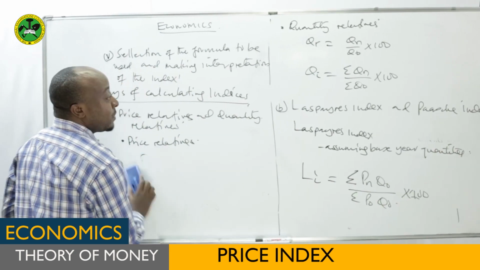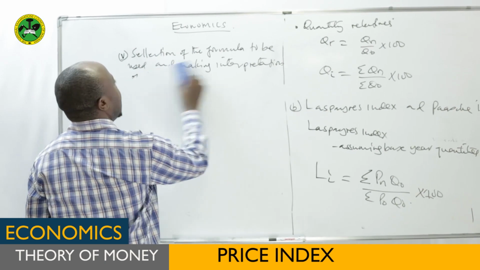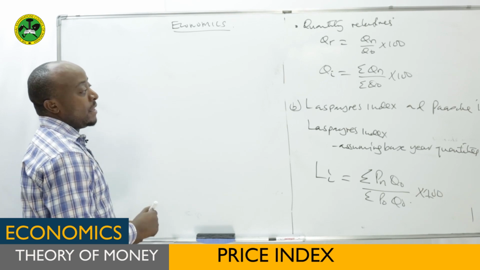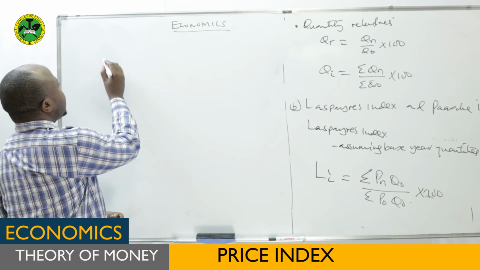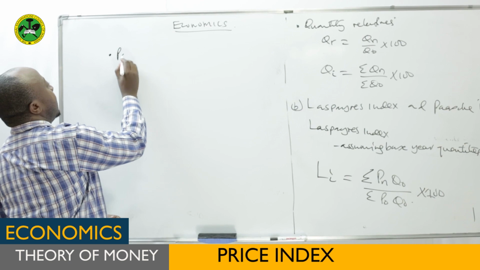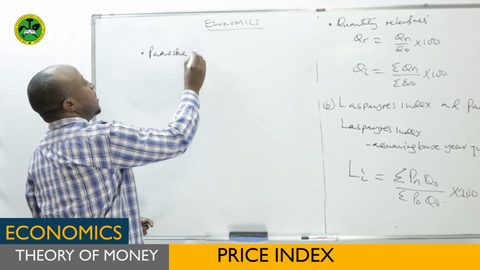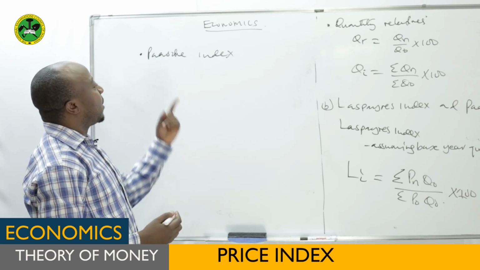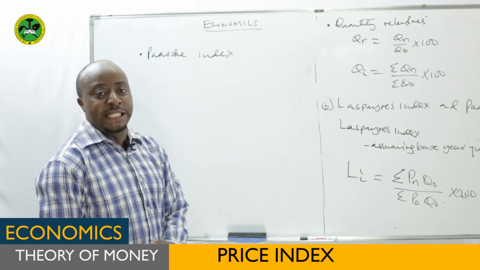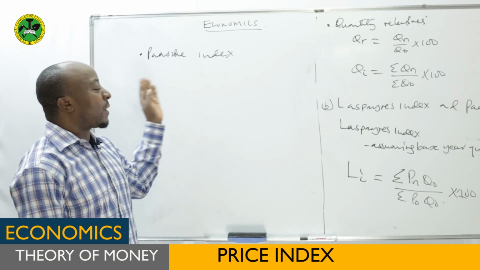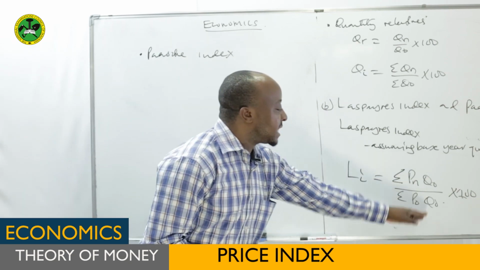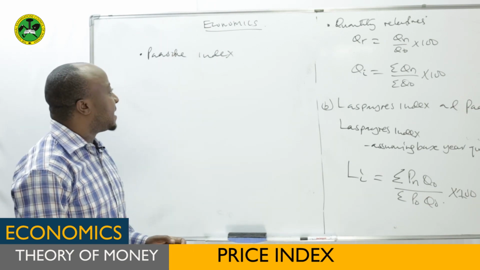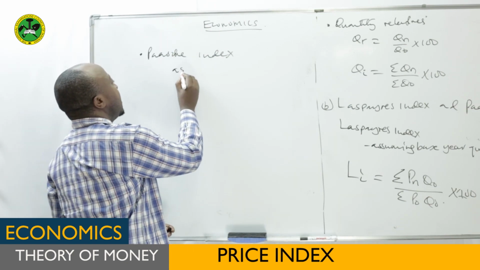Now the second one, which we said is the Paasche price index, is another way of calculating a price index as suggested by that economist. This is the index calculated by considering the current year quantities. It means in this case we consider current year quantities. Here we consider the base year quantities. Here we consider current year quantities. That means it assumes current year quantities.